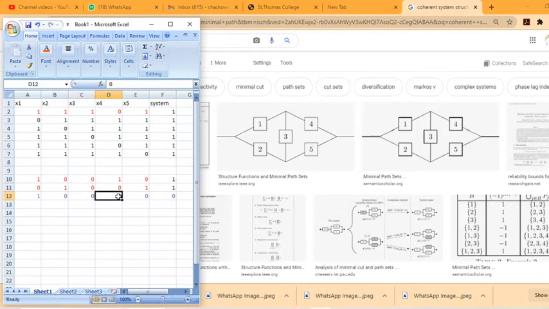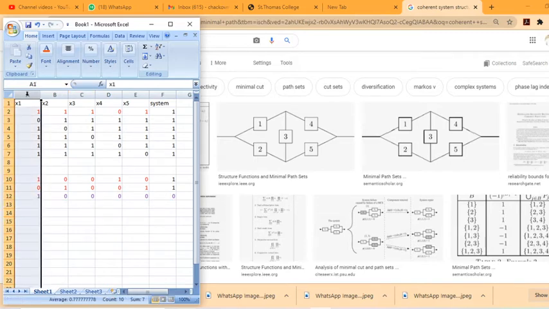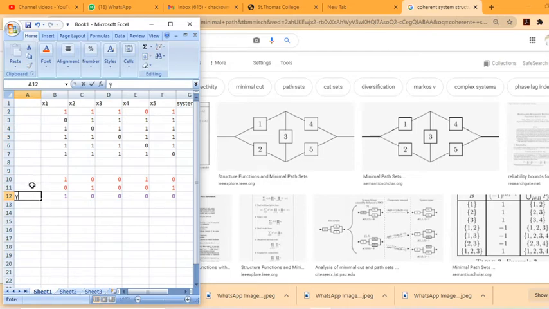If any one of the components goes to 0, then the system will go to 0. Suppose this is the y vector, and this is the x vector. You know that y is strictly less than x in the vector sense, because one component is 0 in y and the same component is 1 in x. So we can write y less than x.